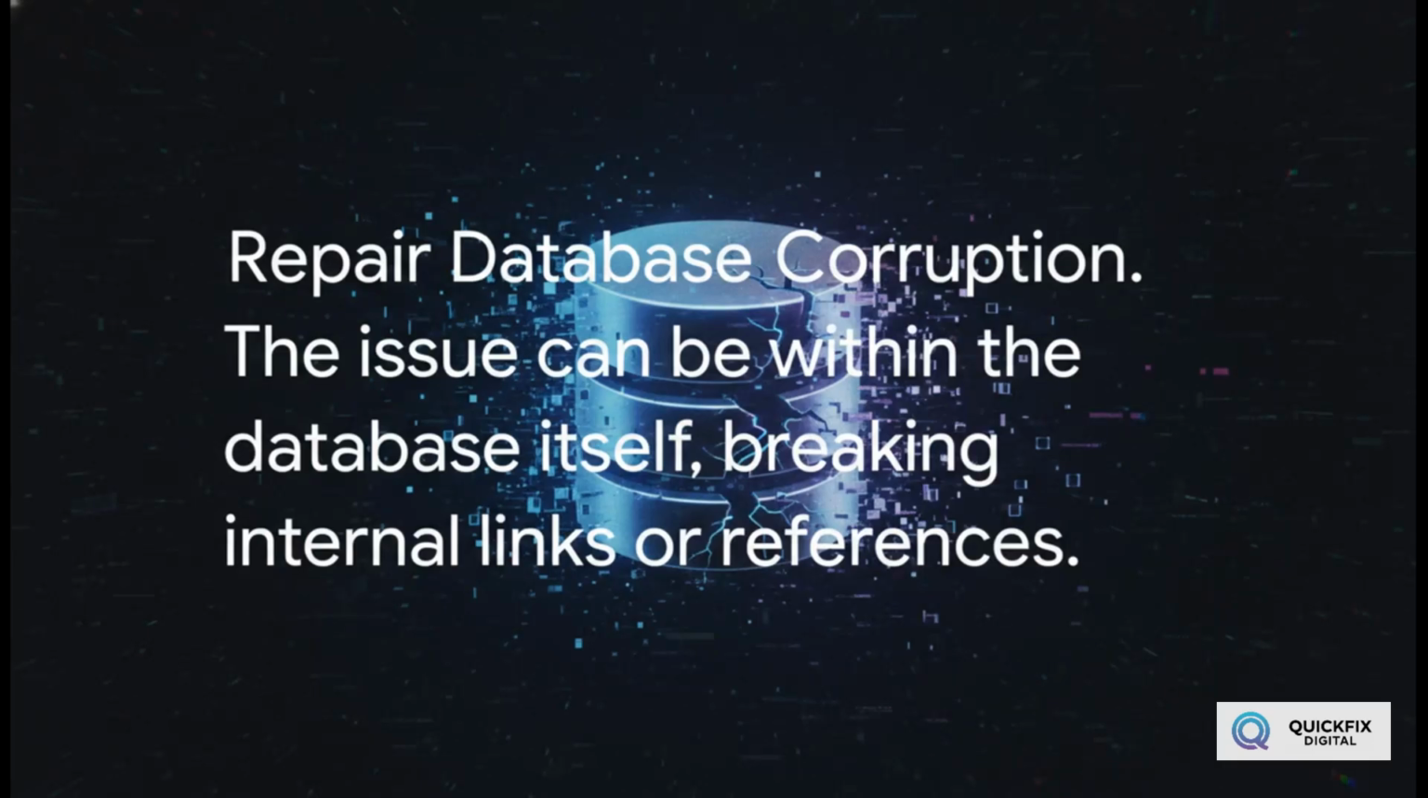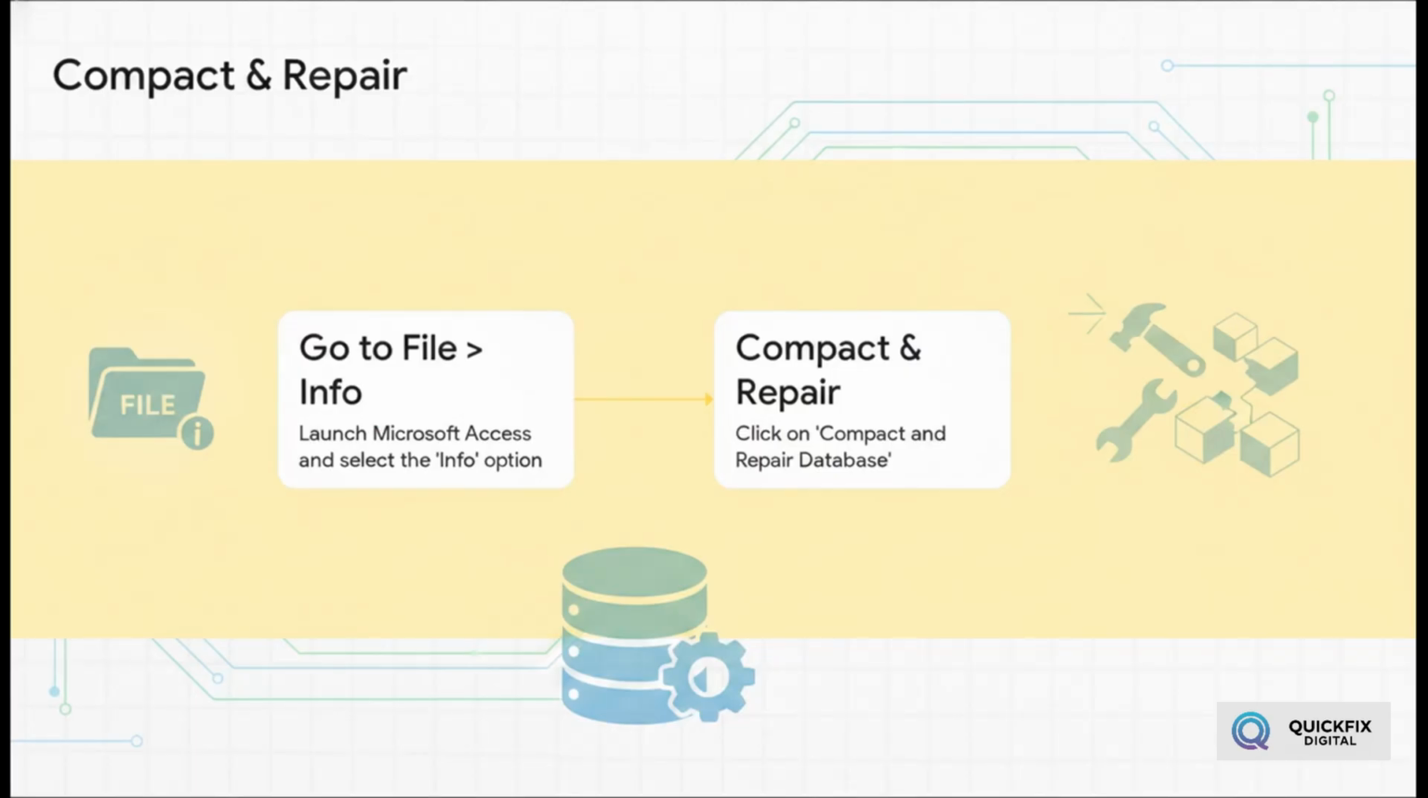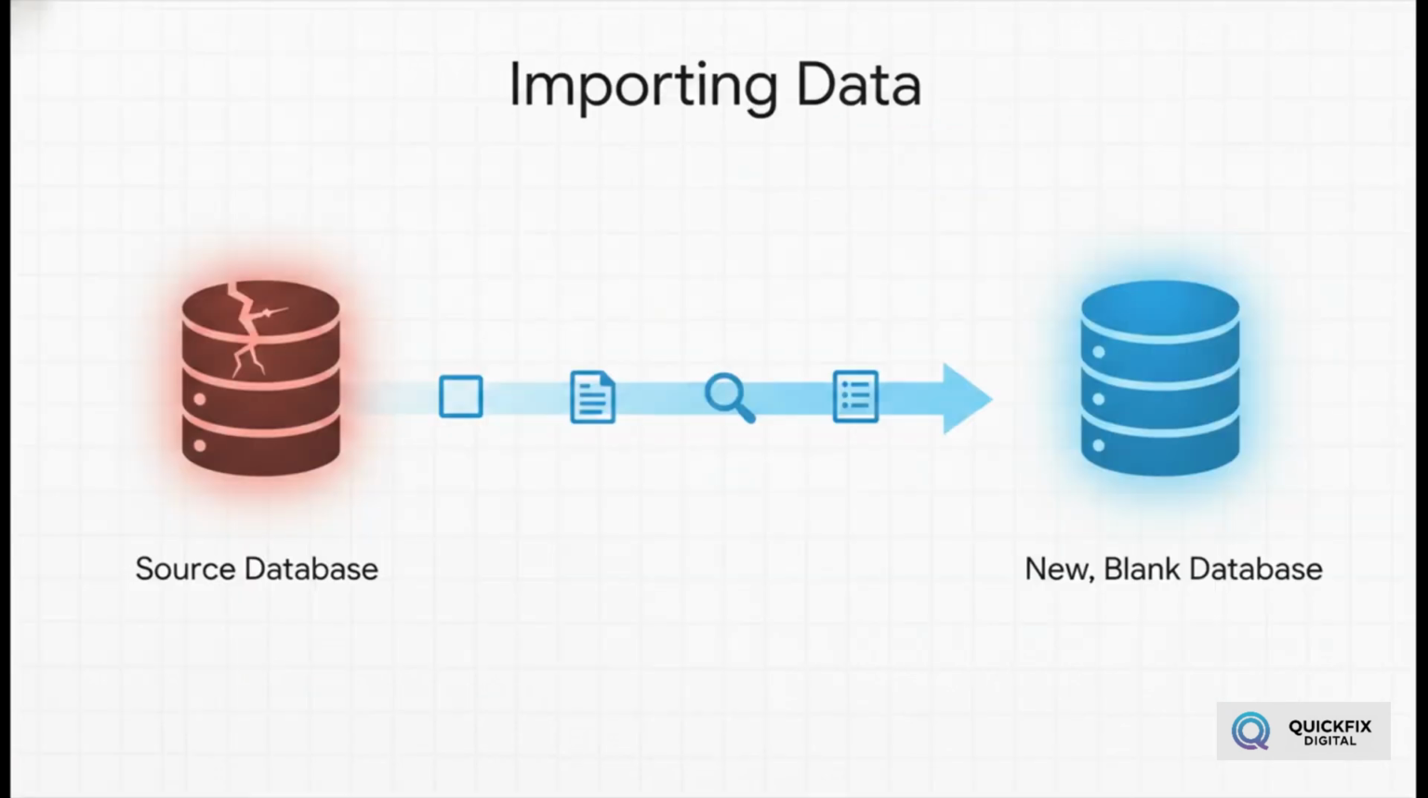You know, sometimes the problem isn't some external file, it's the database itself being corrupted. Luckily, Access has a handy built-in tool. Just go to File and click Compact and Repair. But what if you can't even open it? No problem. Just create a new database and import everything.